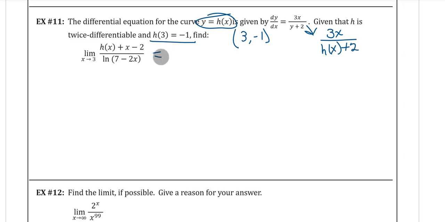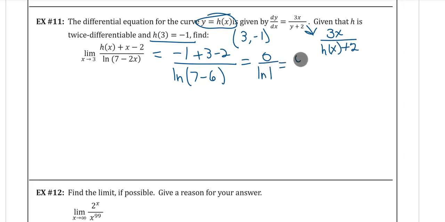So if we try to do a direct substitution, we know that h of 3 is negative 1, and then we're going to add 3 and then subtract 2. In the bottom, we're going to take the natural log of 7 minus 6. So we get 0 over the natural log of 1, which is 0 over 0. And this, of course, is indeterminate.